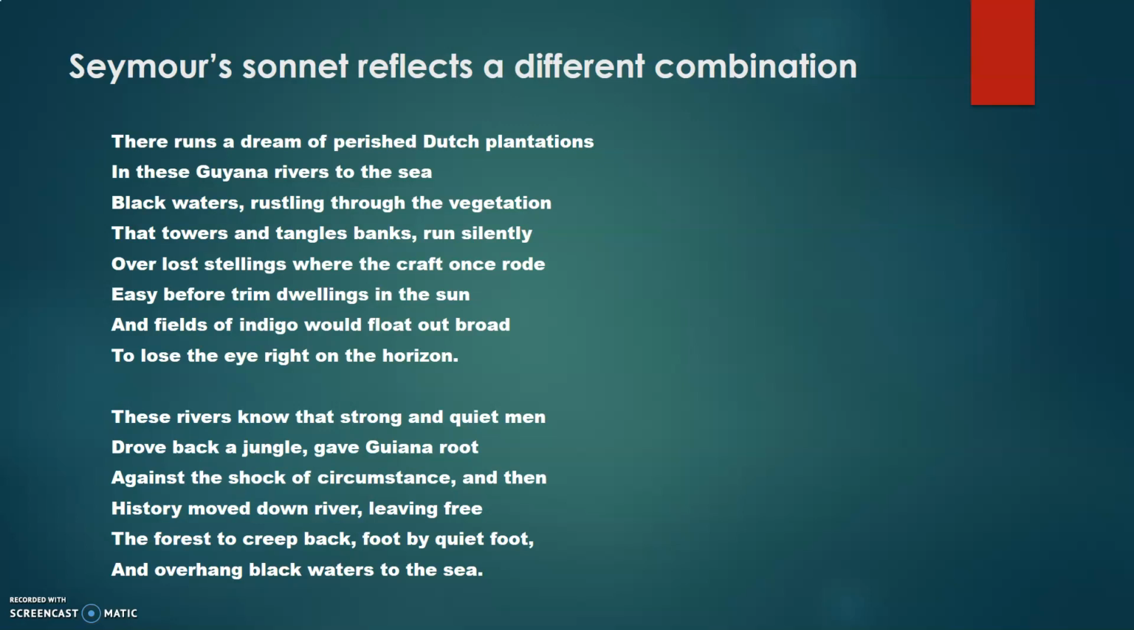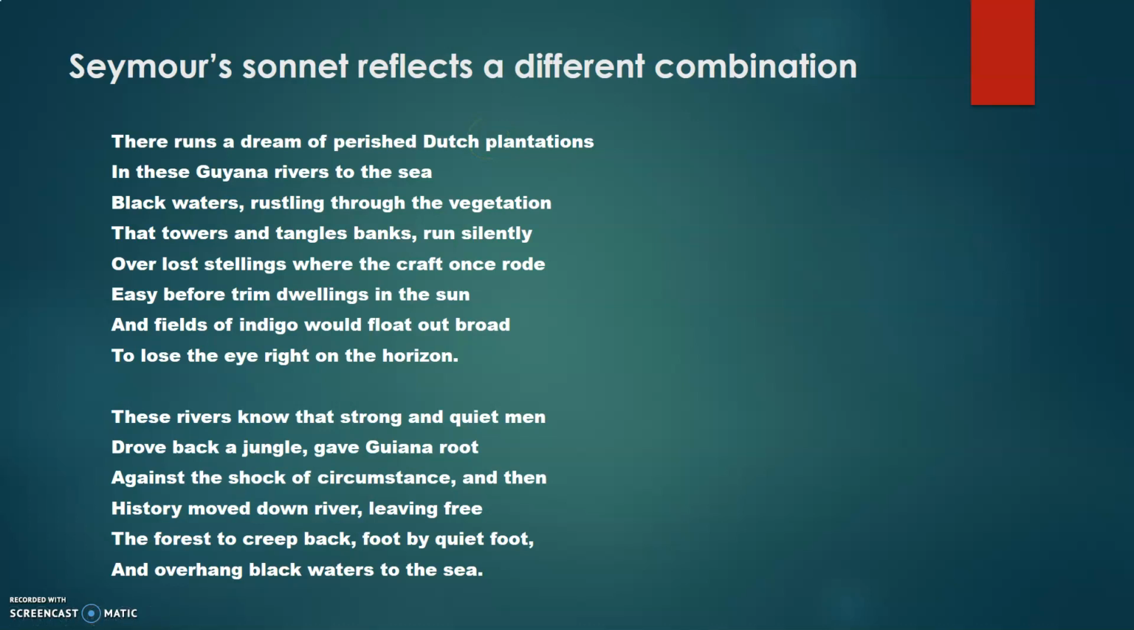A specific place name is given to identify the environment. So we know it's about the Guyana environment where there's a dream of perished Dutch plantations. Perished Dutch means that attempts were made to have sugar plantations, coffee plantations, cotton plantations, along the banks of the river, and in some cases they failed. In some cases, there was success. We find nature presented as passive, something that's always acted upon.